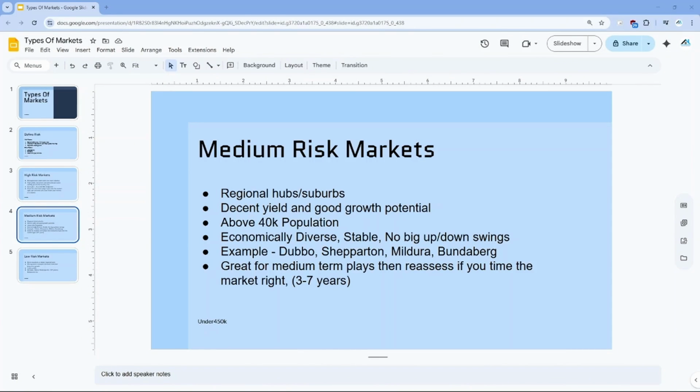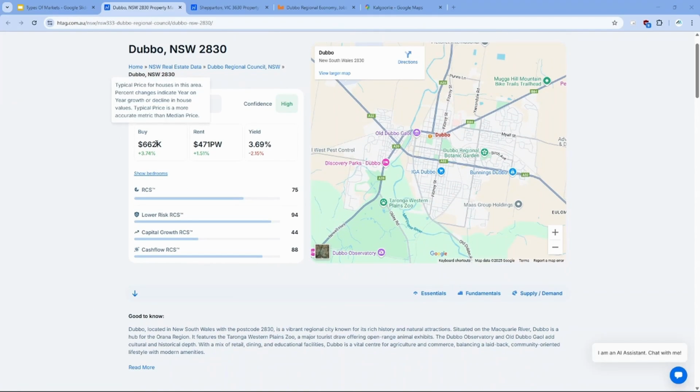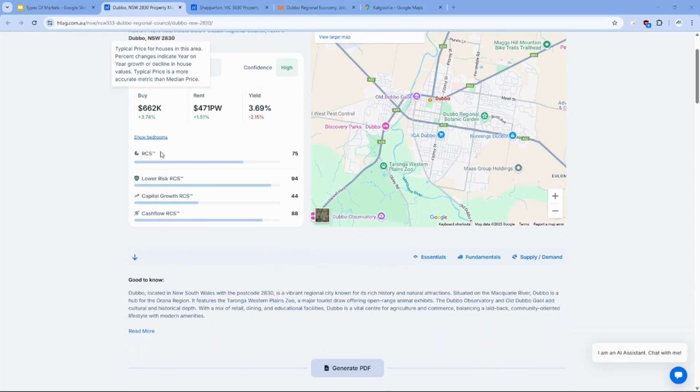But let's have a look at some examples. When you look at Dubbo's data, yes, it's $660,000, but you can find properties for around $550,000 with around a 4.5% yield.